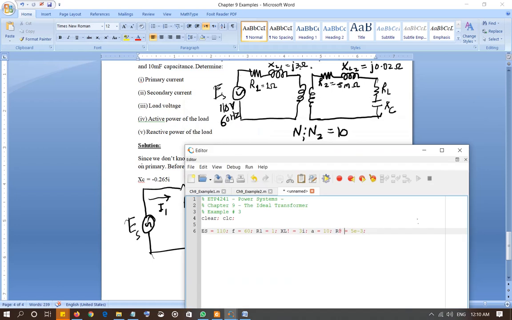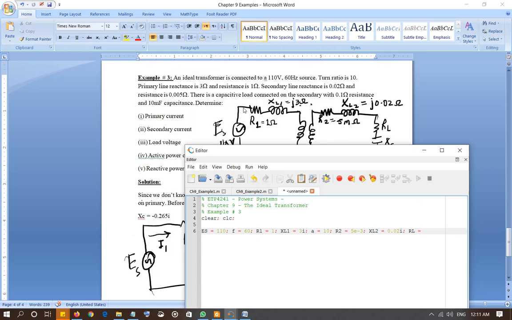This is XL1, and let's see, R2, XL2. XL2 is 0.02i. RL is 0.1, and C is 10 millifarad, 10 exponent negative 3. Okay.